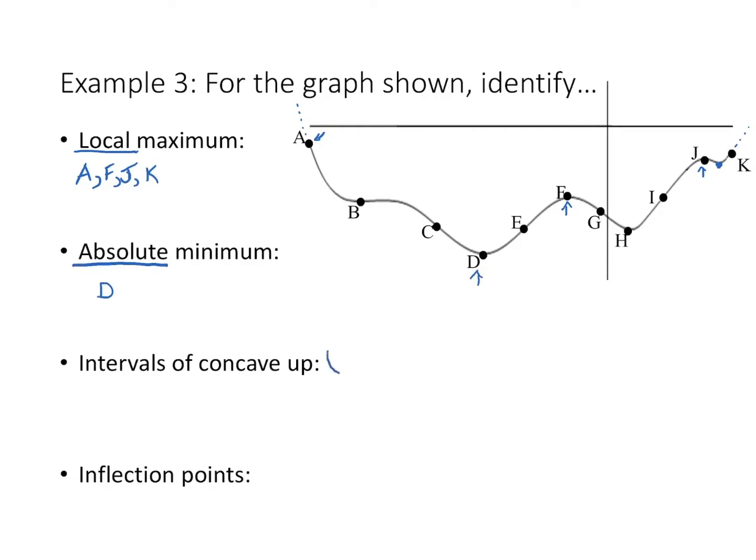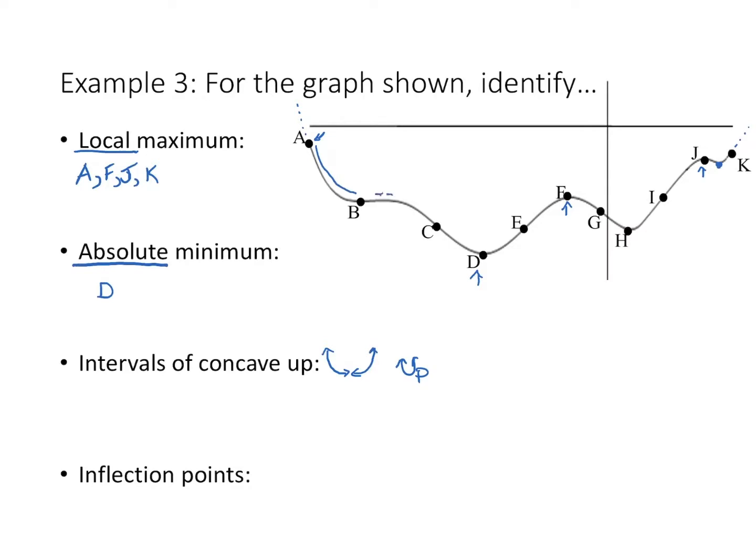Concave up means it looks like a parabola that's opening up, or it looks like the U in the word up. So we're looking for that shape in our graph. And if we look at the graph, when it starts, we look like we have a parabola that's opening up.